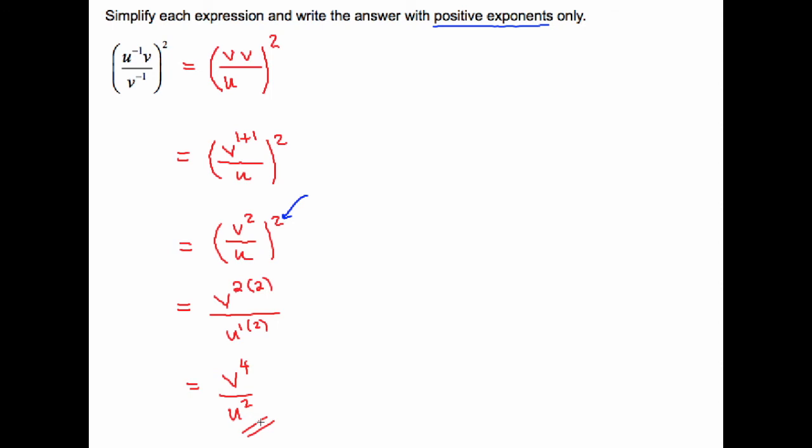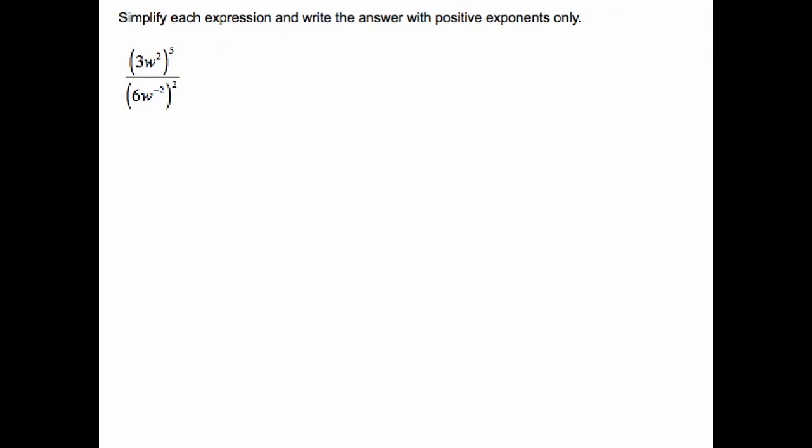Simplify each expression and write the answer with positive exponents only. We have 3w squared, all raised to the 5th, divided by 6w raised to the negative 2, all raised to the 2nd power. And our game plan is to apply the exponents that we see in the numerator as well as in the denominator. So we'll work on the numerator first.